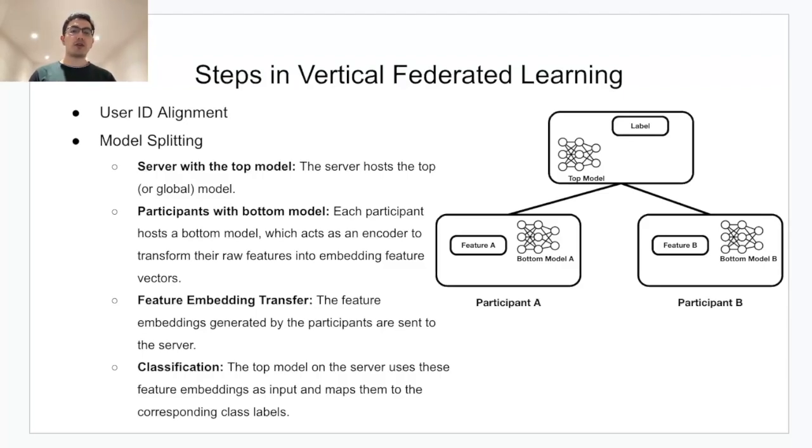So in VFL with model splitting, the server hosts the top model, and each participant hosts a bottom model, which acts as an encoder to transform the raw features into embedding feature vectors. The feature embeddings generated by the participants are sent to the server. The top model on the server uses these feature embeddings as input and maps them to the corresponding class labels.